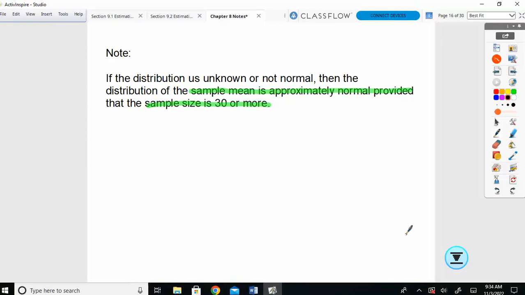So sometimes I may not tell you that the data is normal, but I may say I have 100 people. So 100 is bigger than 30, so we are just going to assume it's normal and we'll keep doing the same thing we have been doing.